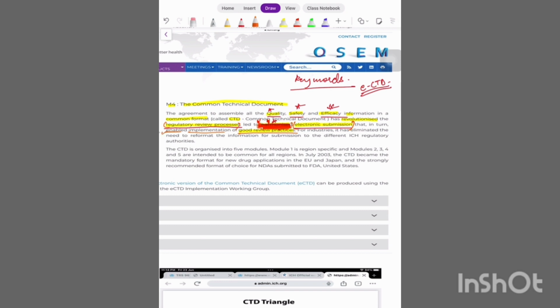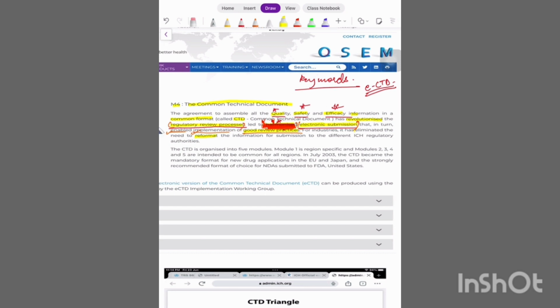For enabled, allowed, you can use implementation, implement. You can use synonyms of these in it. For industries, it has eliminated the need. So eliminated is a good word, you can use the synonym. Need to reformat again and again, same information is sent by different formats of forms for different countries, so the need to reformat was eliminated. So for industries, it has eliminated the need to reformat the information for submission to the different ICH regulatory authorities.